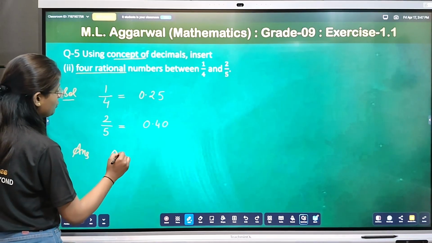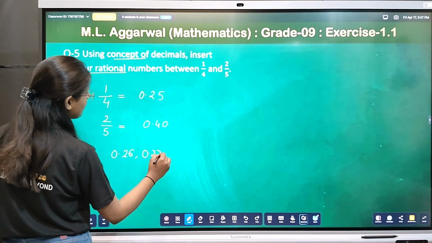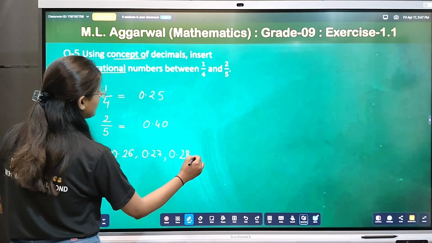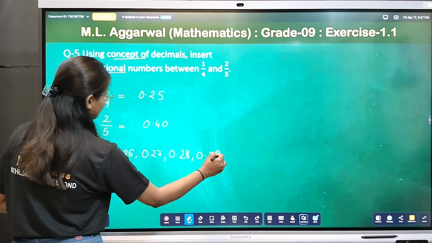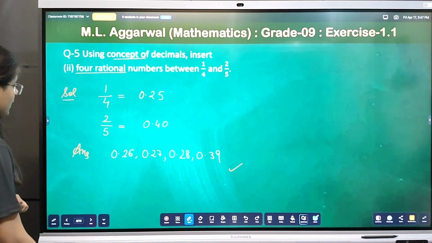We can write 0.26, we can write 0.27 and 0.28. We can also take up to 0.39. And that's it. This is your answer number 2 of the fifth question.